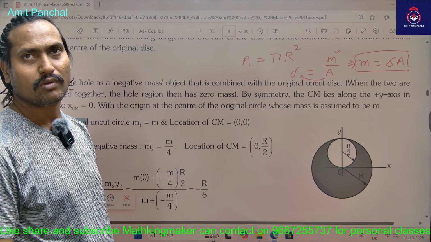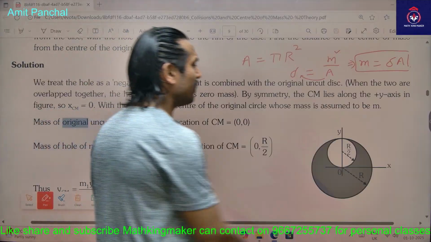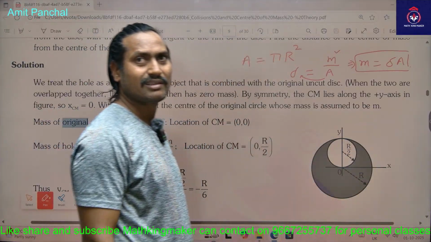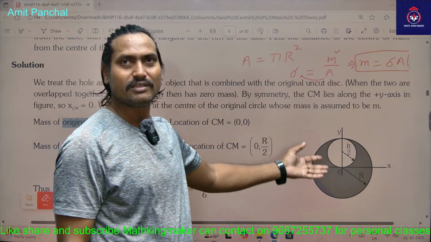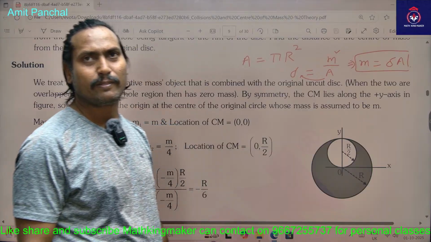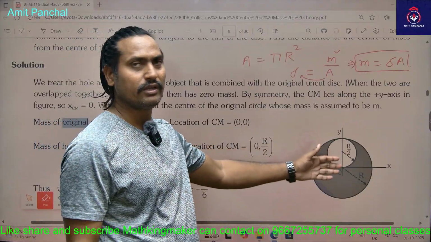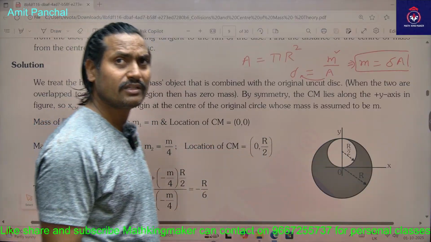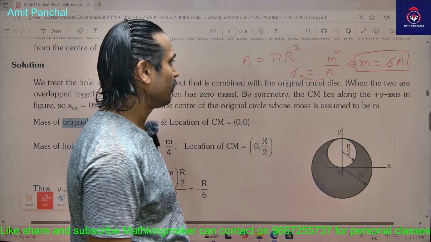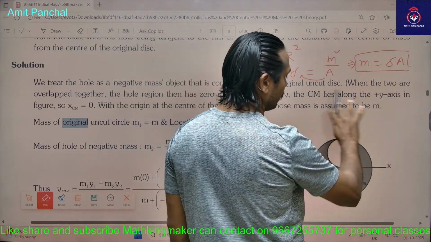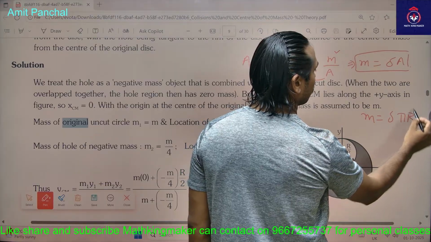Why would we use the sigma formula in this case? See, sigma will be the same. We use it for composite bodies, right? So it is a composite body. We can consider it as a composite body. As it is a part of this circle only, this sheet only, so we can think of it as a composite body, isn't it? So mass of the entire one will be sigma pi r square, isn't it?